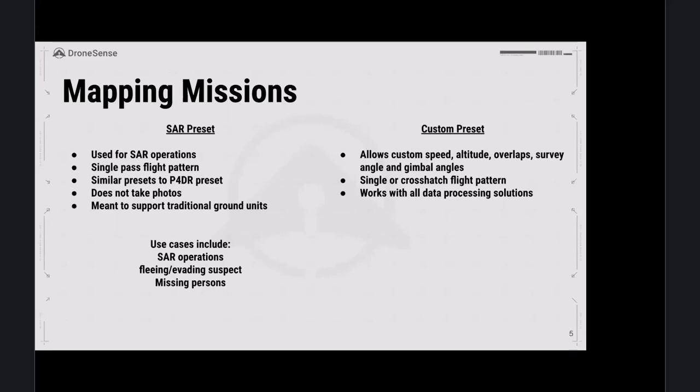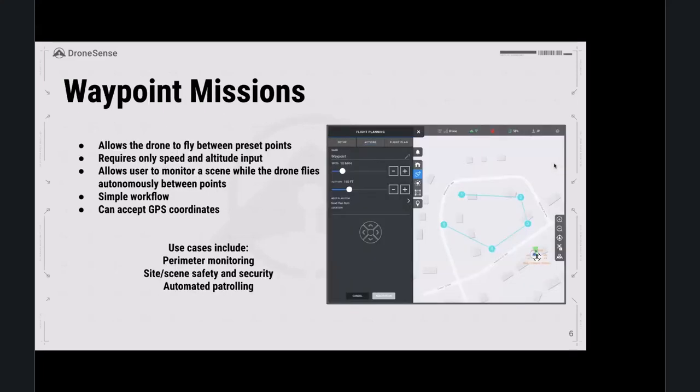I will say right now, the Autel Evo 2s do not support flight planning. The Mini 3 Pro series does not support flight planning either. However, everything else supported on DroneSense will allow for this flight planning functionality that we're talking about today. So from mapping, we get into waypoint missions. This is probably the most basic flight planning functionality on the platform that we have right now.